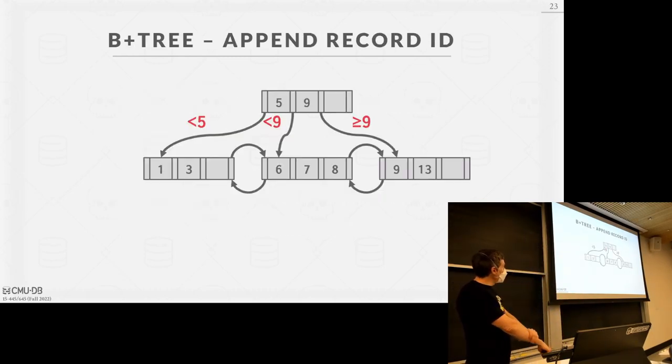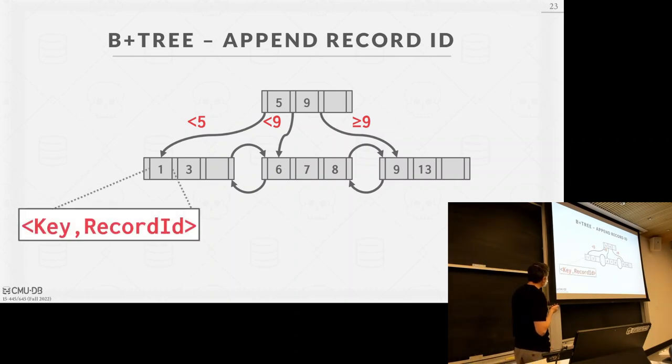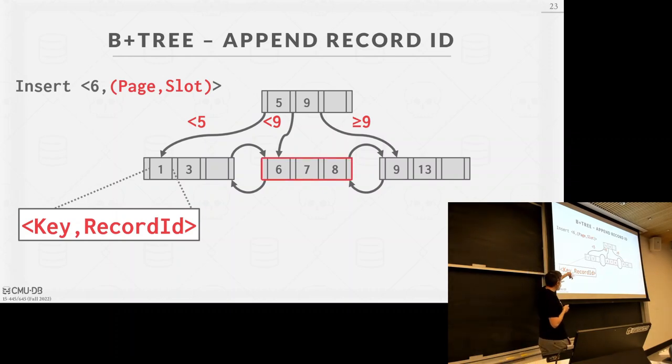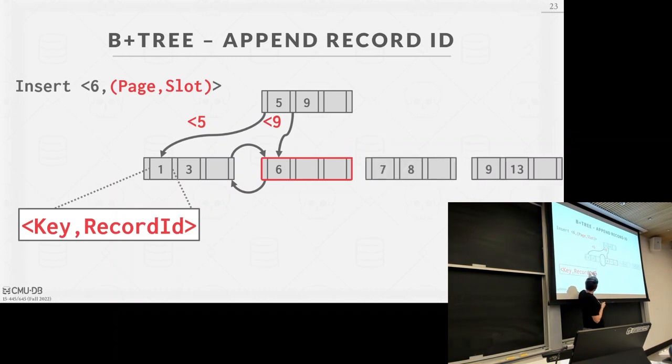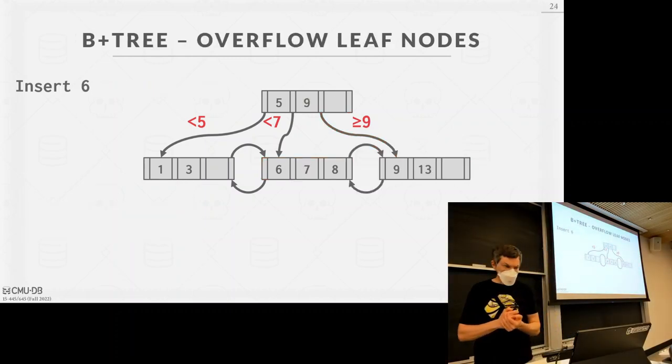All right, so let's see how to do the first approach, with appending the record ID. Our values were always keyed by the record ID, but now anytime we insert something, the real key we're going to insert is always going to be the key itself followed by the record ID. So now if I want to insert 6, I already have 6. I'm not showing that we're adding the record ID, but now the new 6 we're inserting is treated as unique, because the page number and the slot number will be different for the new entry. Pretty straightforward. I think this is how Postgres does it.